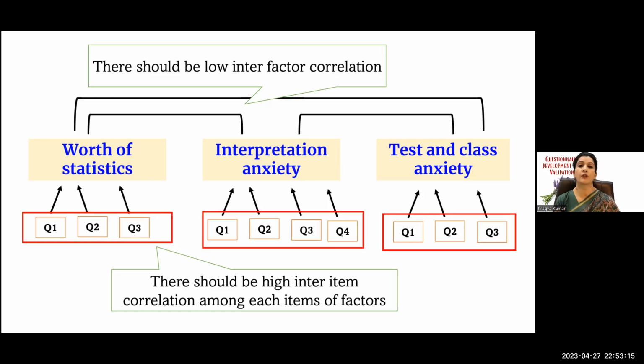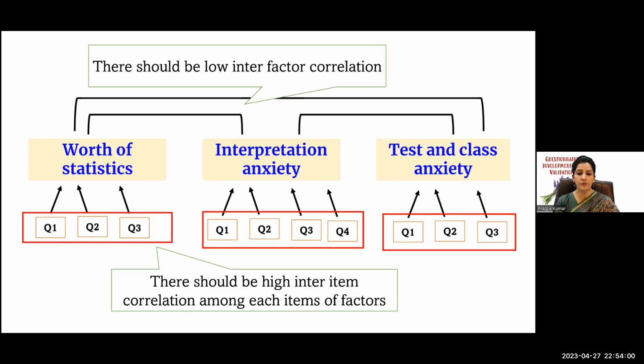So we are talking of construct validity. What is construct validity? Construct validity is whether the items which you have selected are measuring the underlying construct or not. This we test in factor analysis. How do we test it? In factor analysis, you will have factors. Let's say in that STARS questionnaire, we have got these three factors: worth of statistics, interpretation anxiety, and test and class anxiety. By factor, I mean domain. Factor and domain are synonyms. Item and variable are synonyms. And construct and latent variable are synonyms. Okay?